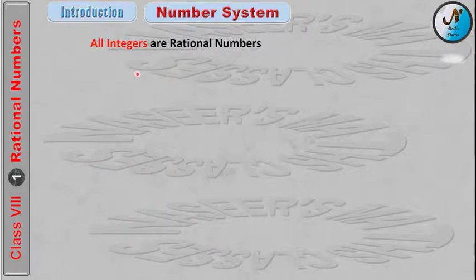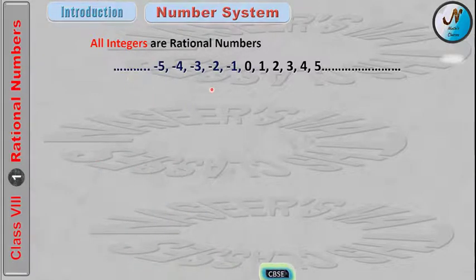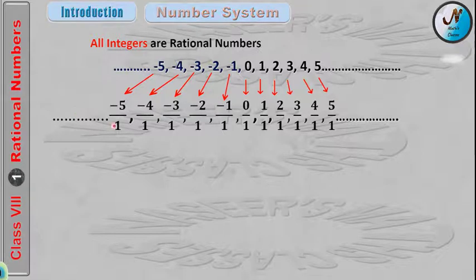Next, all integers are also rational numbers. All integers means negative numbers, 0 and positive numbers. These are also written in the form of p by q, in the following way: minus 5 by 1, minus 4 by 1, minus 3 by 1, minus 2 by 1, minus 1 by 1, 0 by 1, 1 by 1 and so on up to infinity.